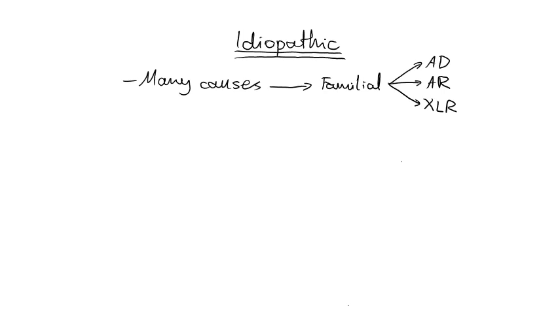Now, since this is a familial condition, and as familial conditions usually relate to genetic conditions as well, there are some particular genes that are affected, and mutations on these genes can cause idiopathic dilated cardiomyopathy to occur.